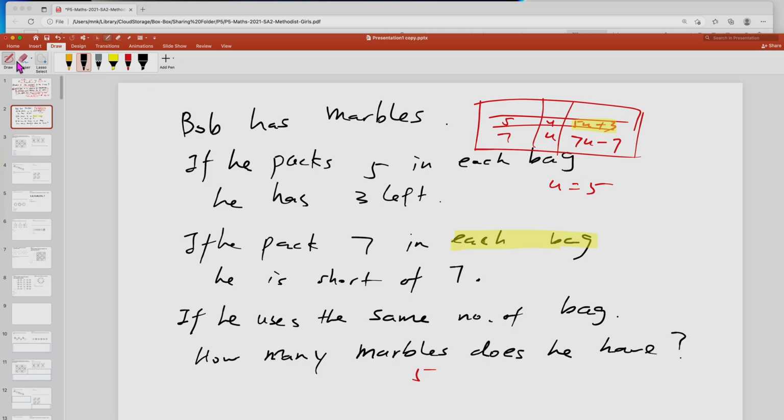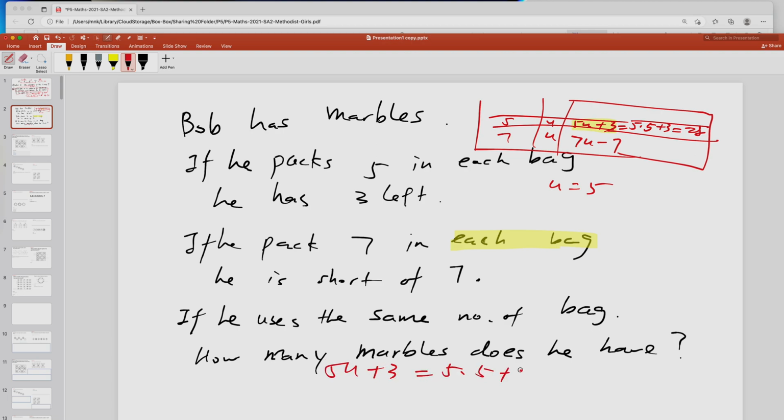If you need to erase, probably you can do this. Continue to equal 5 times 5 plus 3, and then equals to 28. And then you just put it back. Okay? If you don't want to do it here, I'm fine with that. Just do the whole thing here. 5u plus 3 is equal to 5 times 5 plus 3, it's 28. So instead of doing it over here, just do it here.